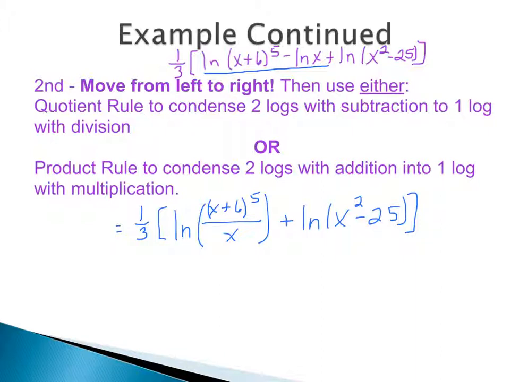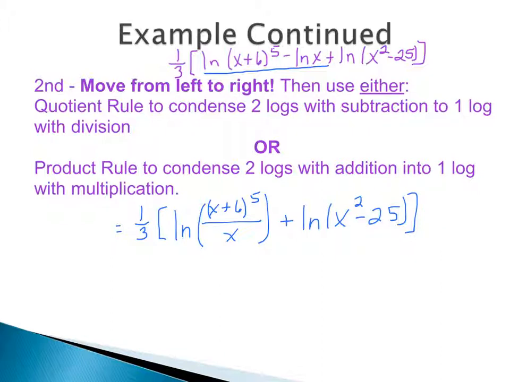So when we're looking at this, again, it's important to understand that we started off with the natural log of x plus 6 to the 5th minus the natural log of x. When I condensed it, there's only 1 log. It goes completely on the outside, and then I use the parentheses to show the numerator was x plus 6 to the 5th all over x. So that was our first step.